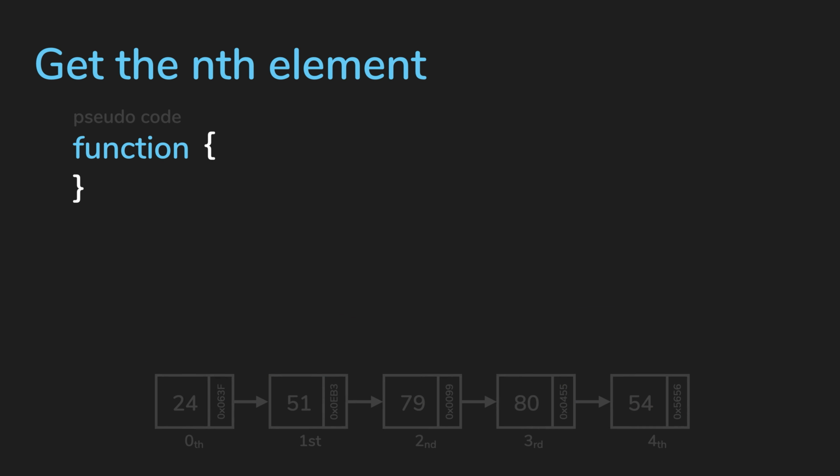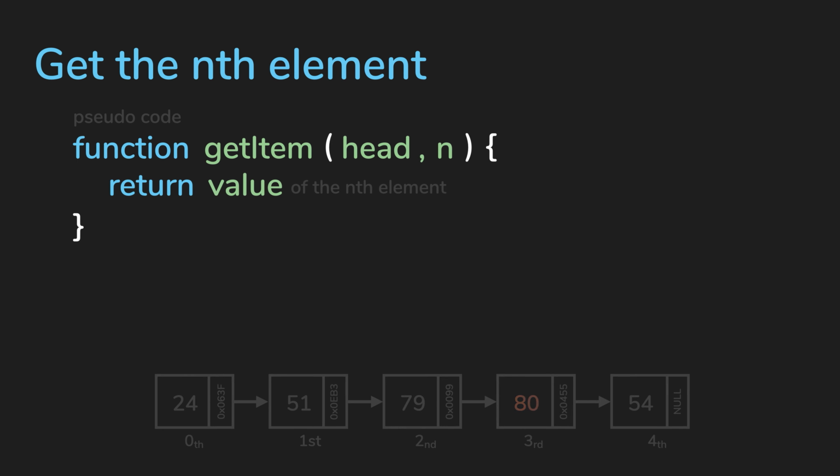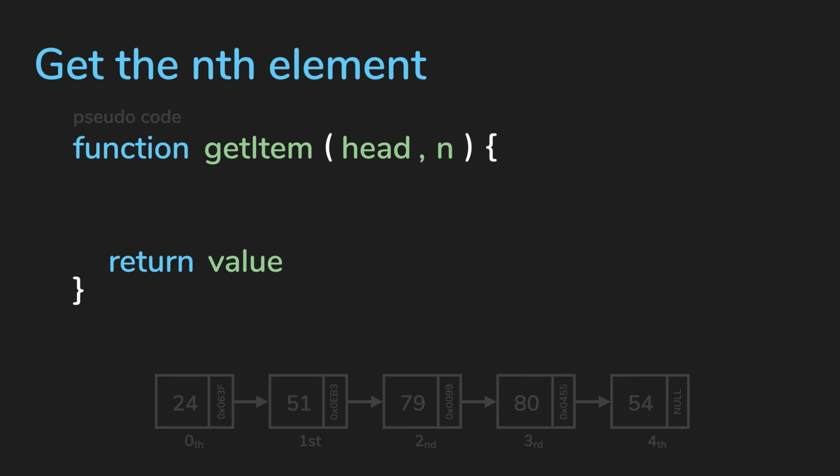So let's call this function getItem. And for the input parameters, this function is going to take in a linked list head and an integer n. And it's going to return an integer, which is the value of the nth element. Nice. So we identified what needs to go in and out of this function. Now let's see what goes in the body.